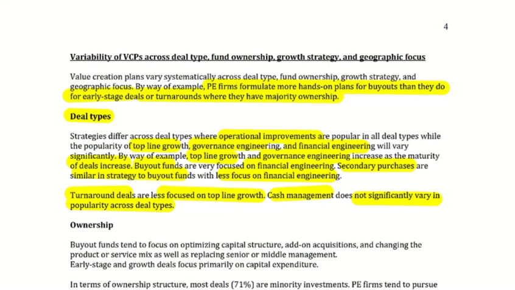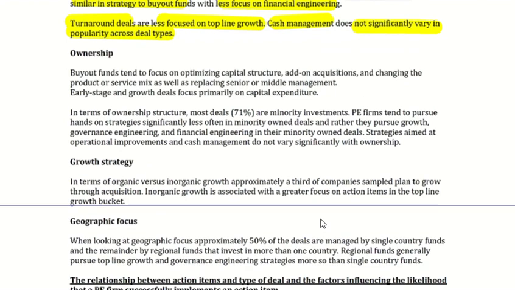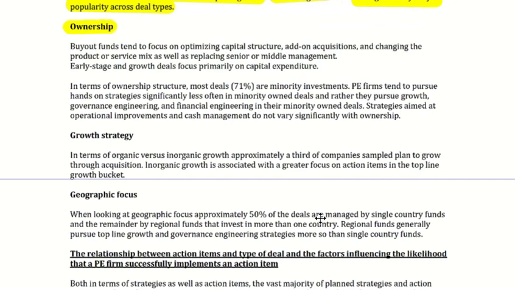But can you see, as we go through this, there's a lot of data we've got to try and remember here, because they could well ask you what is a common strategy related to buyout funds, if they decide to ask it in this manner? Well, you need to know that they're going to focus on a common strategy of the 5, which is financial engineering. When we look over here at ownership, buyout funds focus on optimizing the capital structure. We know that. Add-on acquisitions and changing the product or service mix. Early stage and growth deals focus much more on capital expenditure.